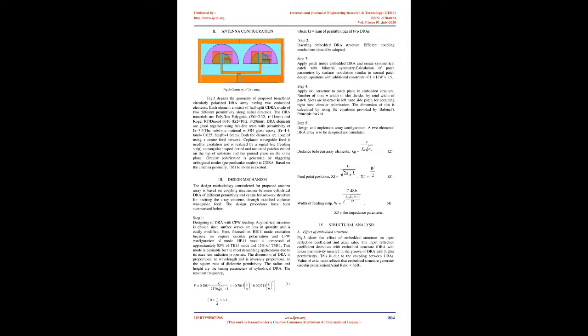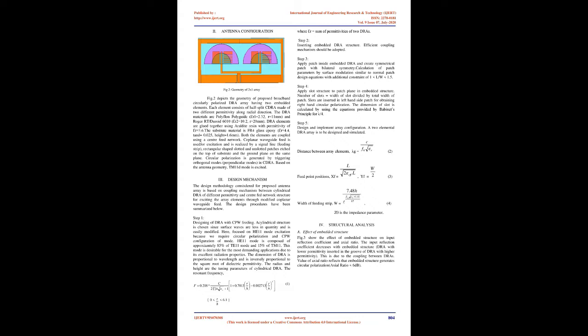Fig. 2 depicts the geometry of the proposed broadband circularly polarized DRA array having two embedded elements. Each element consists of a half-split CDRA made of two different permittivities along the radial direction. The DRA materials are Polyflon Polyguide, epsilon r1 equals 2.32, R equals 11 mm, and Rogers RT/Duroid 6010, epsilon r2 equals 10.2, R equals 20 mm. DRA elements are glued together using Araldite resin with permittivity epsilon r equals 3.6.